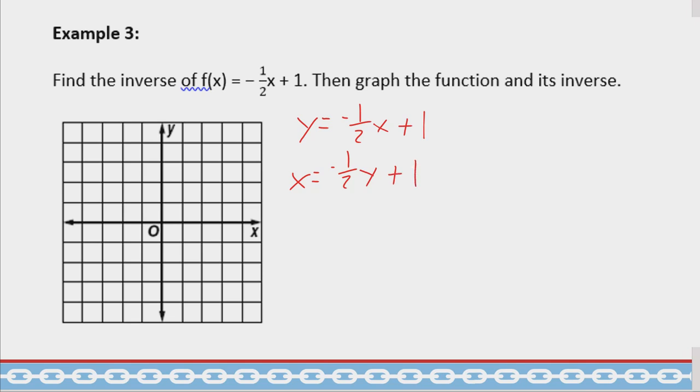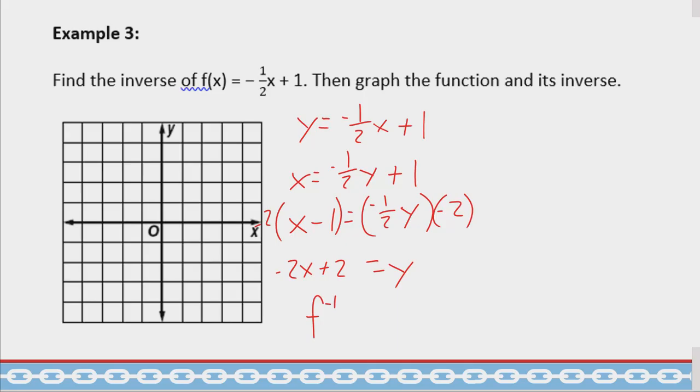I'm going to solve it back to y equals. So I'm going to subtract away that 1. And then I am going to multiply everything by a negative 2. So I'm going to get y equals negative 2x plus 2. And then my last step is to replace that y equals with that inverse function notation. So f to the negative 1 of x equals negative 2x plus 2.